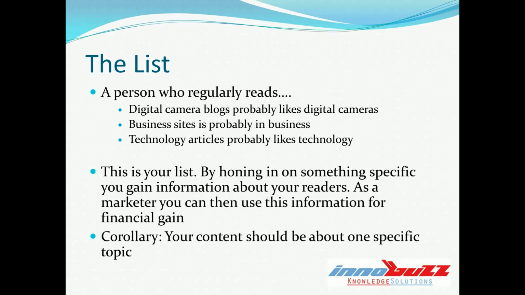So your list automatically becomes: this person likes technology, this person likes digital cameras. And because of that, you can really hone in. Now, it's not a perfect list, of course, but it's pretty darn good. This person likes digital cameras enough that they're here to spend their free time reading up on digital cameras. It's pretty safe to say that list is going to be very good. And as a marketer, you can use this for financial gain.